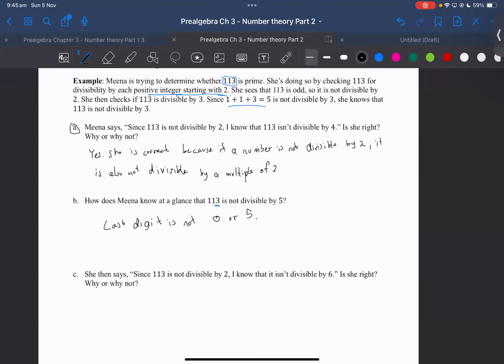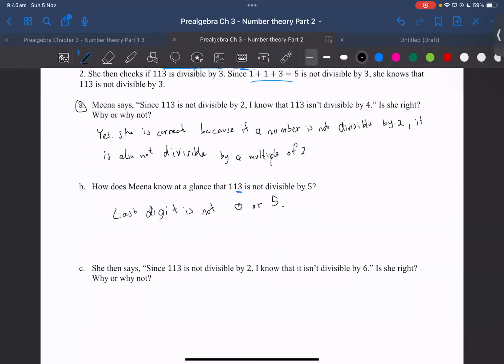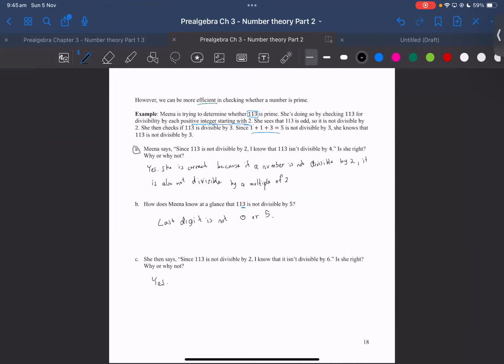And then she says, since 113 is not divisible by 2, I know that it isn't divisible by 6. Is she right? And why or why not? Feel free to answer this one. Those of you online, you can chime in. This is a discussion, so anyone feel free.